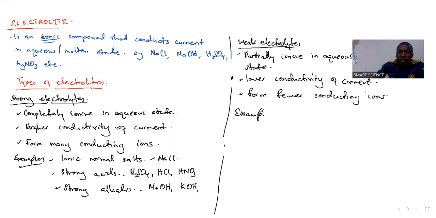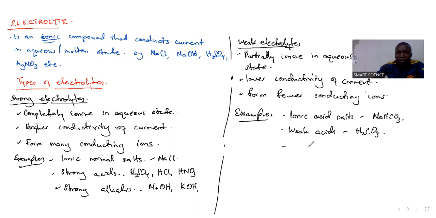Examples of such electrolytes include: number one, ionic acid salts, for example sodium hydrogen carbonate, among others. We have weak acids, for example carbonic acid, among others. We have weak alkalis, for example ammonium hydroxide.